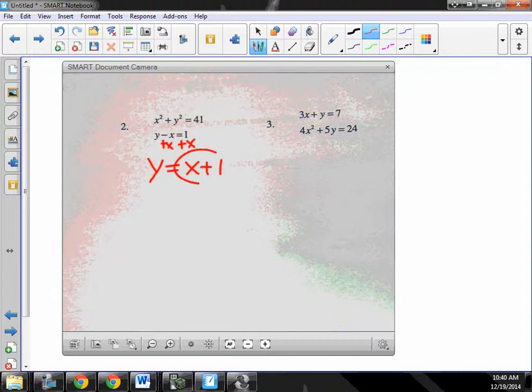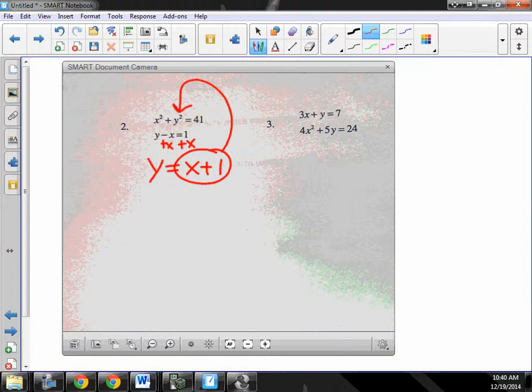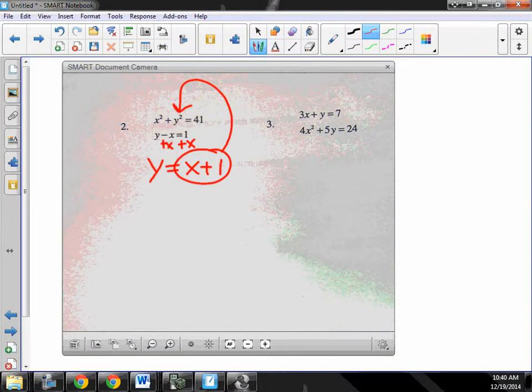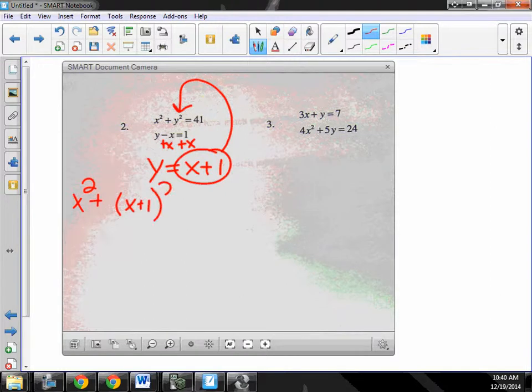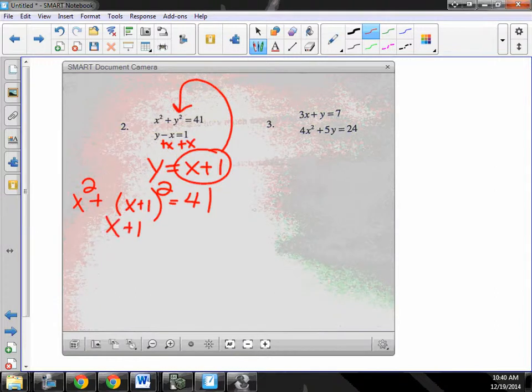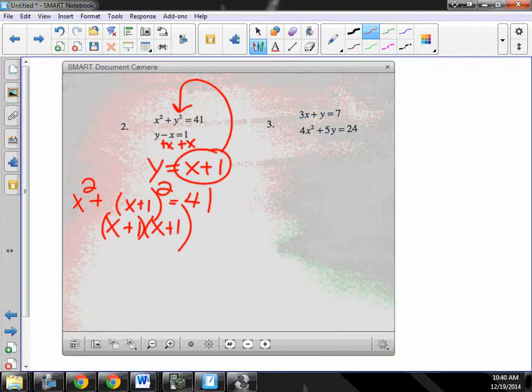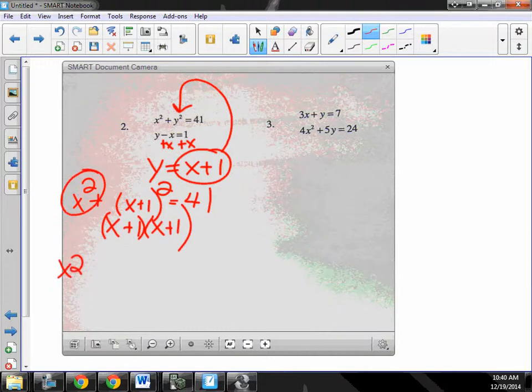Now I'm going to put x plus 1 in here. And this is a little bit tricky. X squared plus x plus 1 squared equals 41. How do I perform x plus 1 to the second? I need to distribute. It's not x squared plus 1 squared. That never works. So I need to write this out twice. This is still x squared. What does that give me?